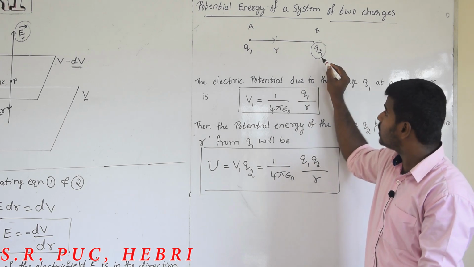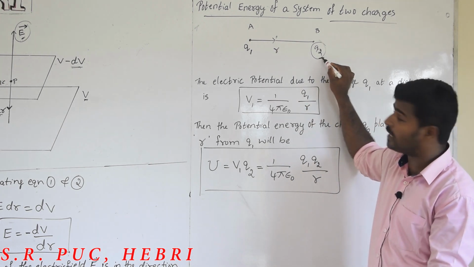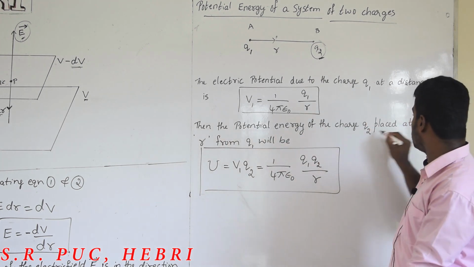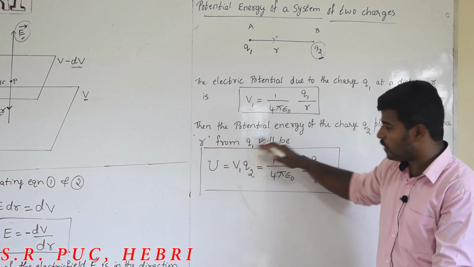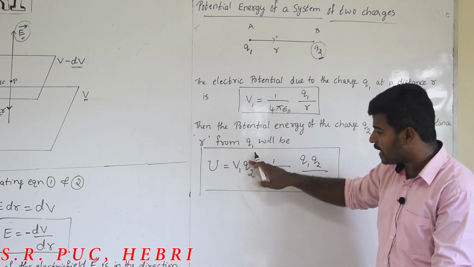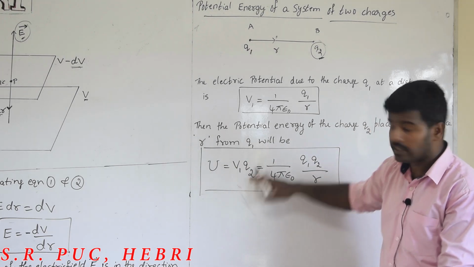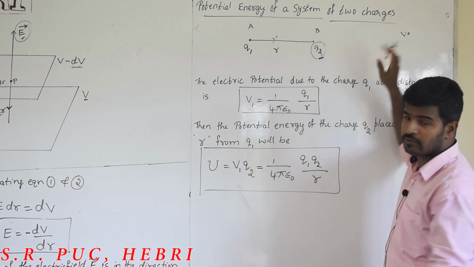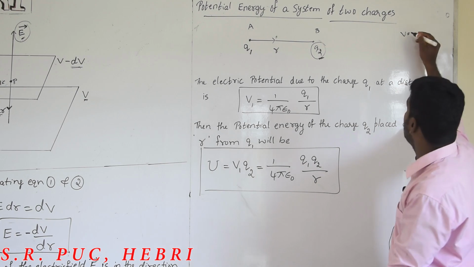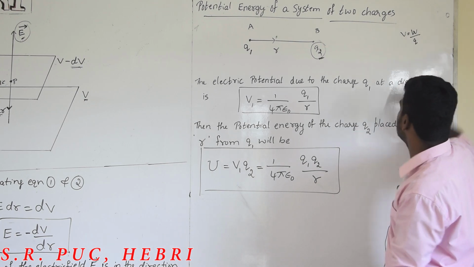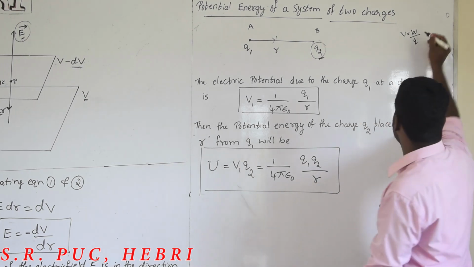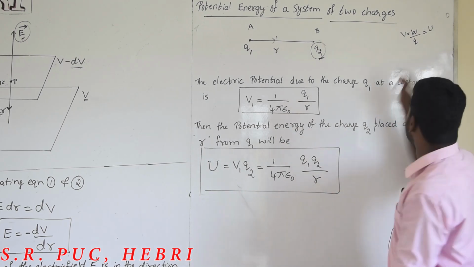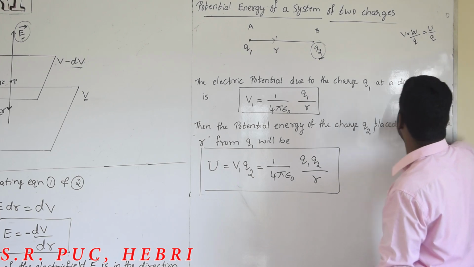Therefore, the charge Q2 which gains an energy, that energy is called a potential energy. Therefore, the potential energy of the charge Q2 placed at a distance r from Q1 will be U equal to V1 times Q2. This relation is because, in general, potential V is equal to W divided by Q, work done divided by unit positive charge. Work done is taken in terms of energy, that energy is called potential energy. Therefore, V is equal to U divided by Q.